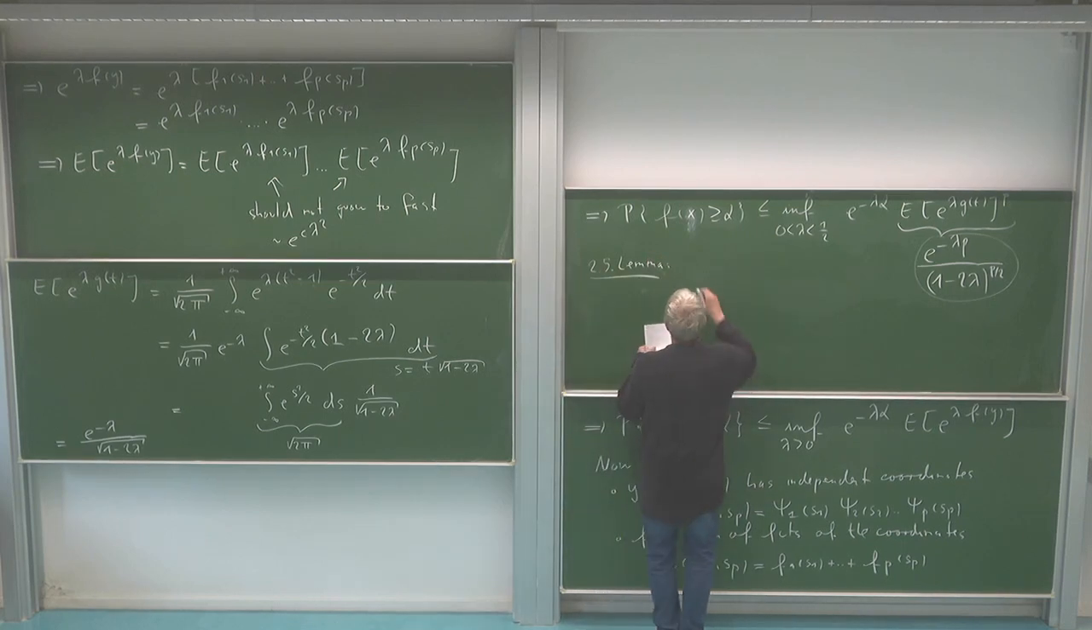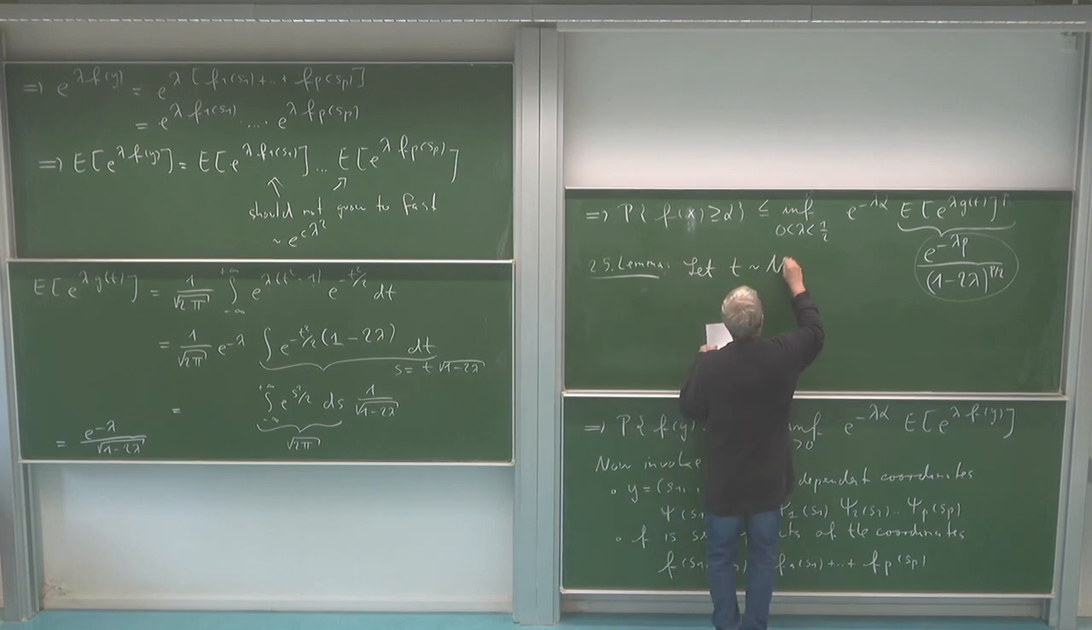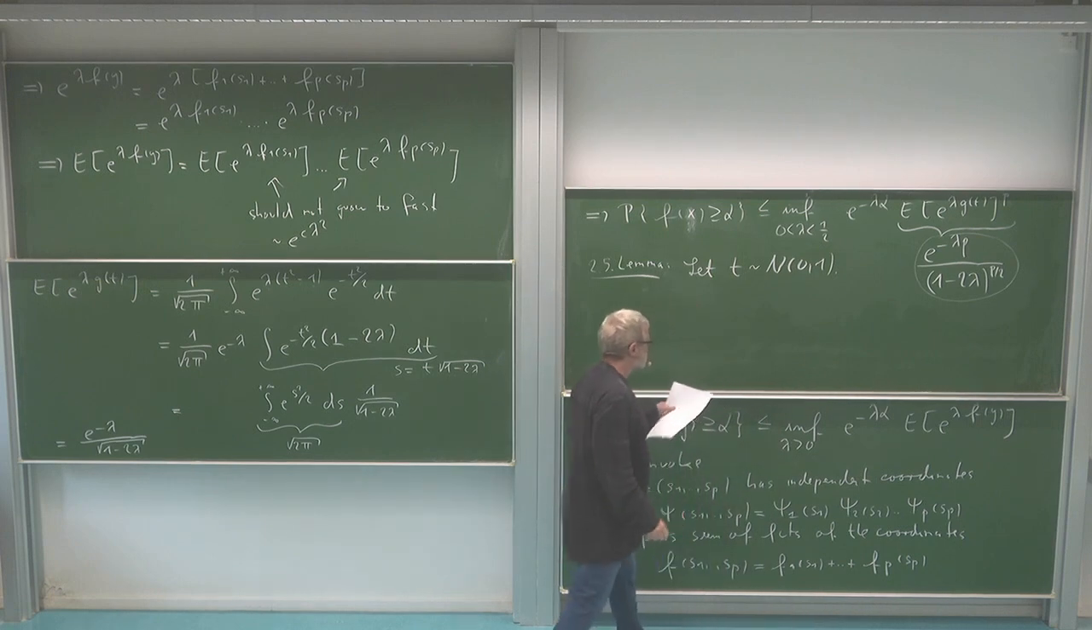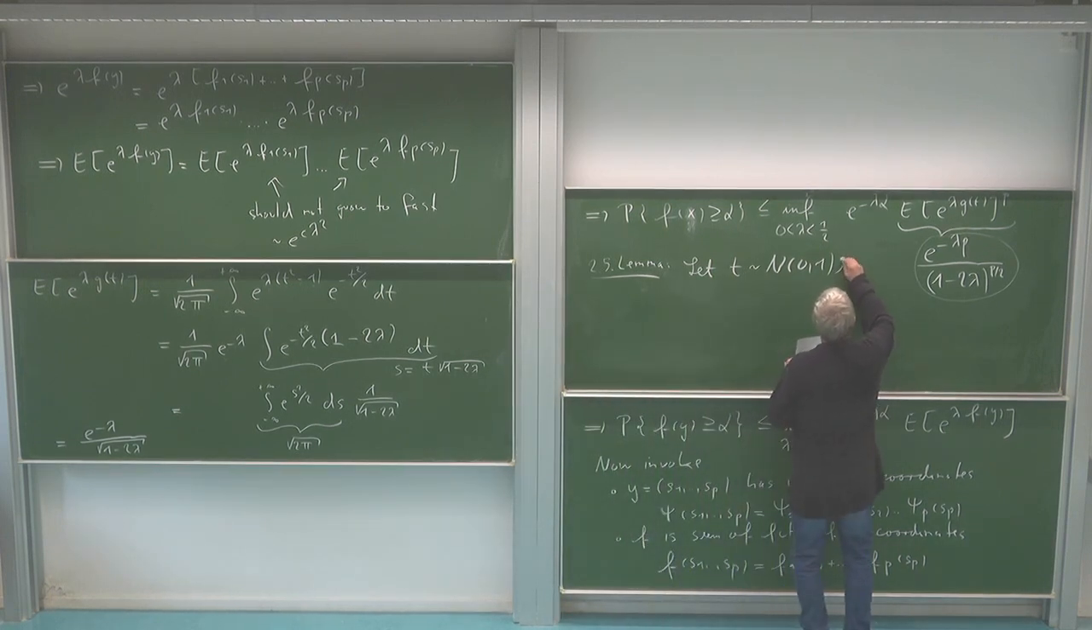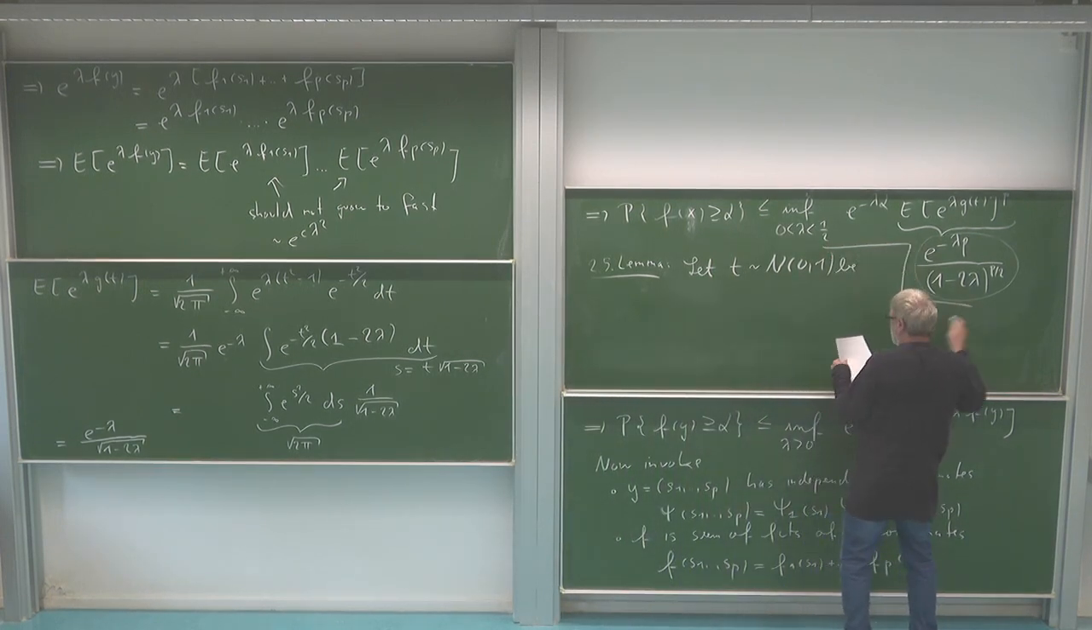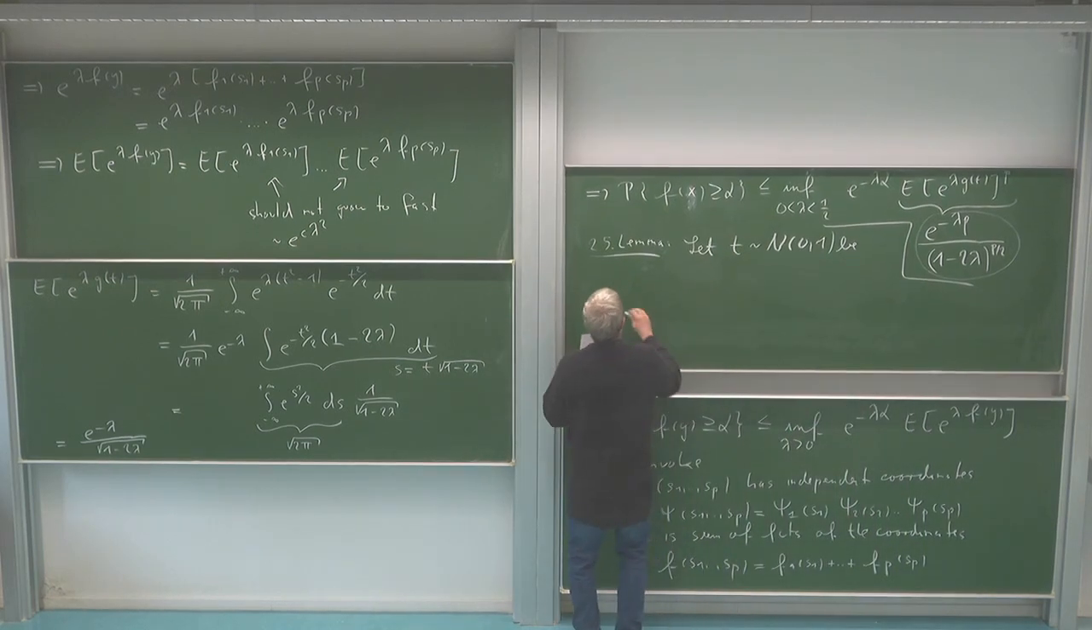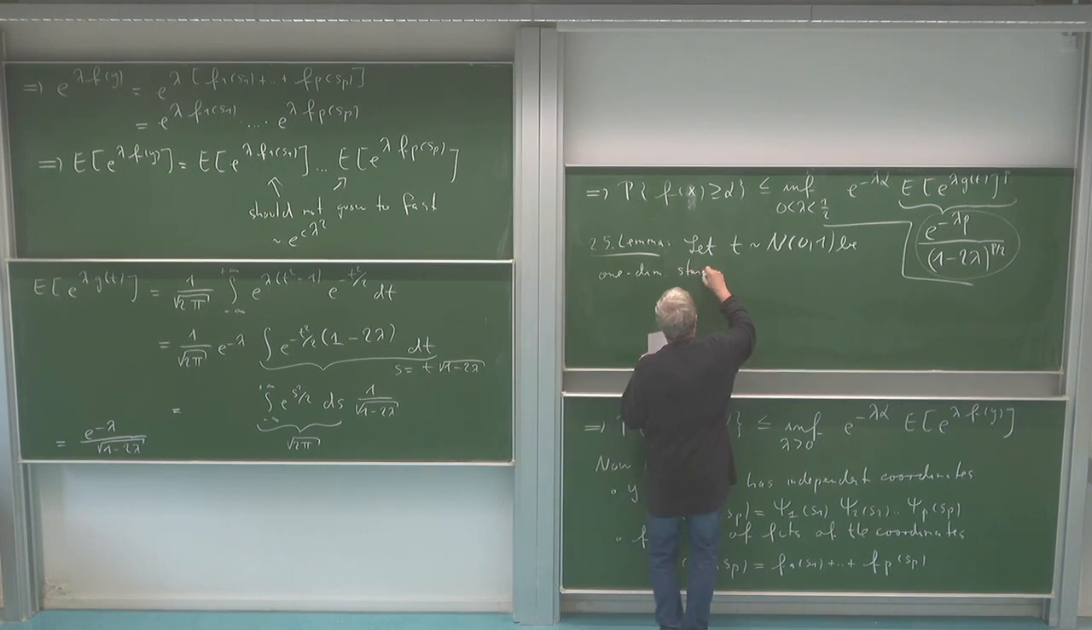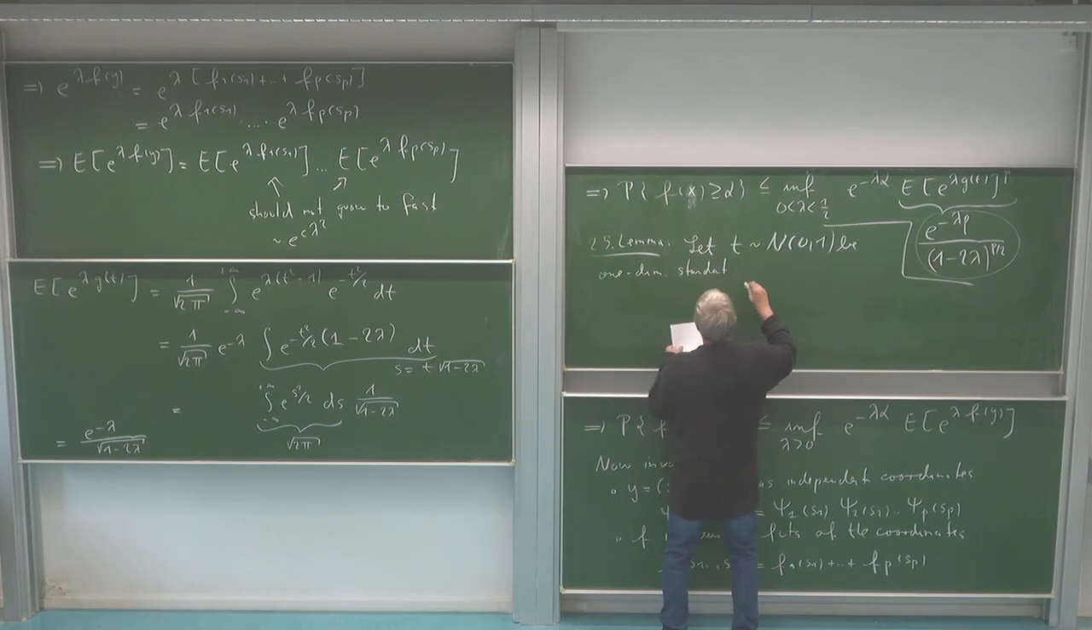So let me formulate this as a lemma. So we consider our variable which has a normal Gaussian distribution. So this is a one-dimensional standard Gaussian variable.